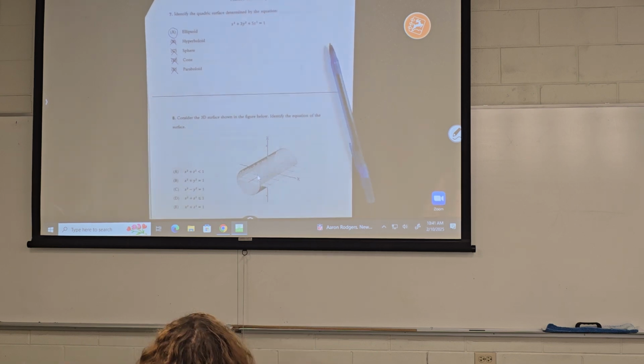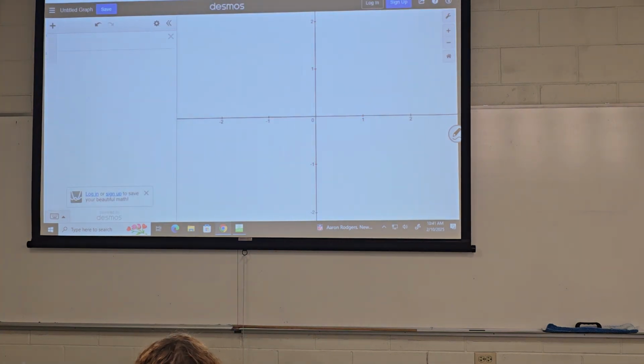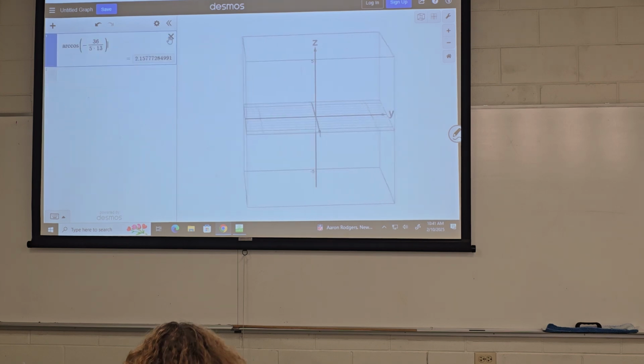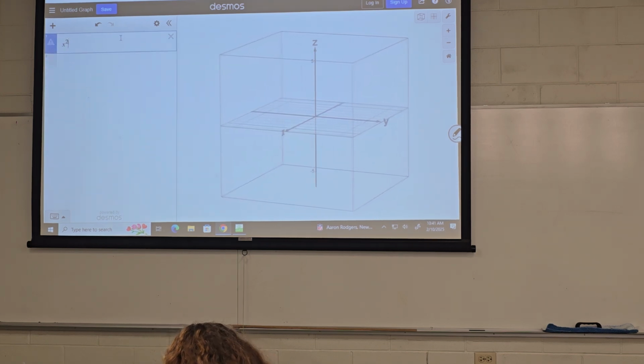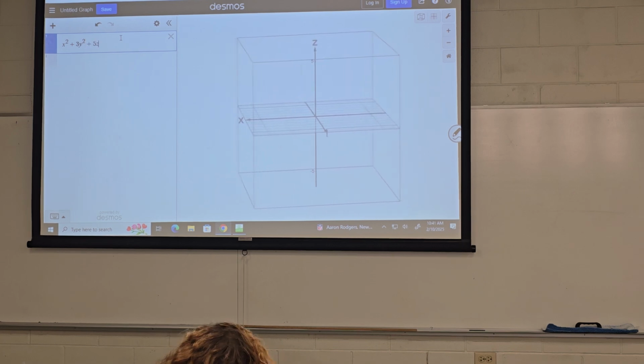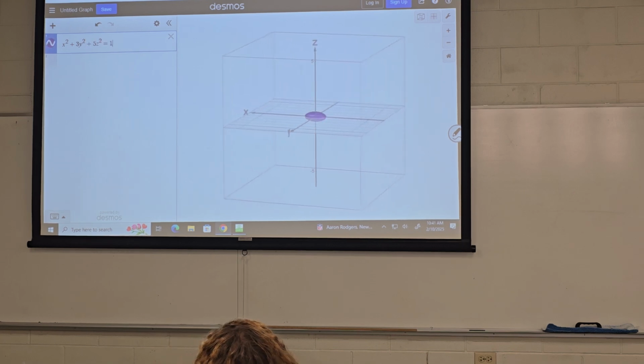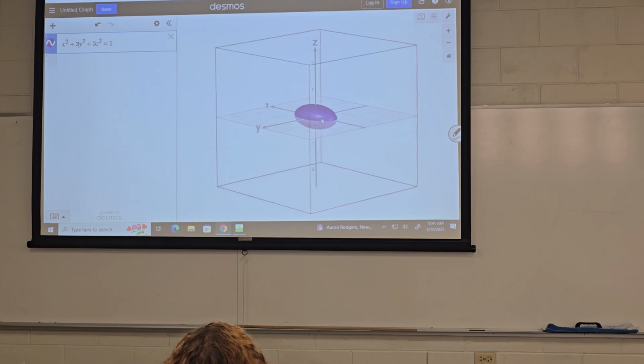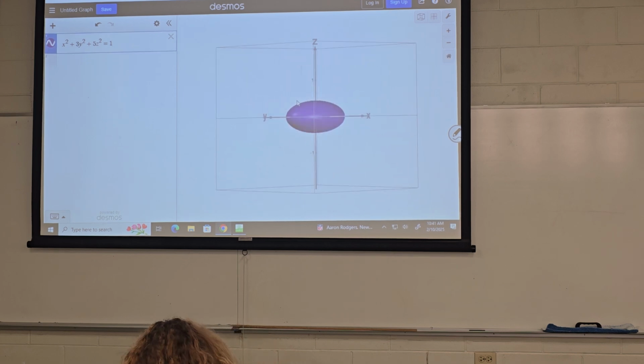And again, I will show that in Desmos just to convince us. So I've got x squared plus 3y squared plus 5z squared equals 1. There we go.